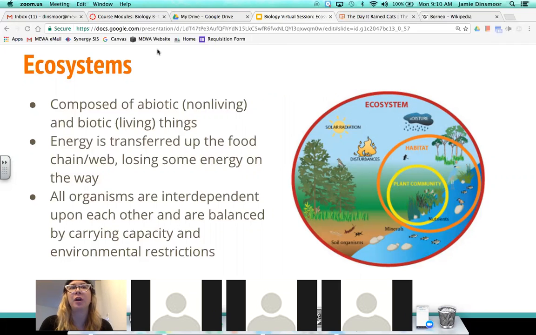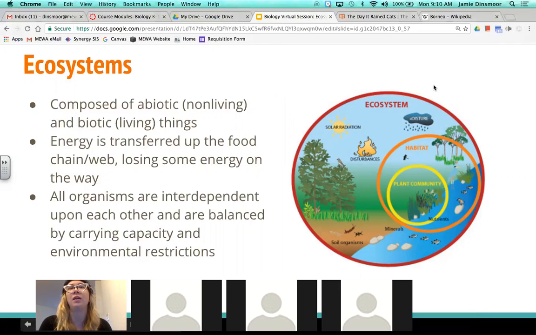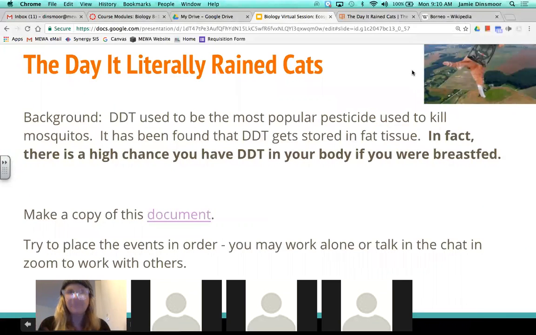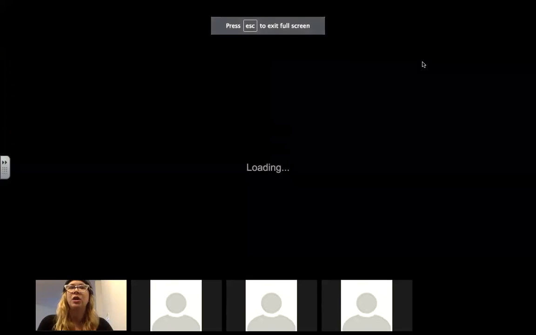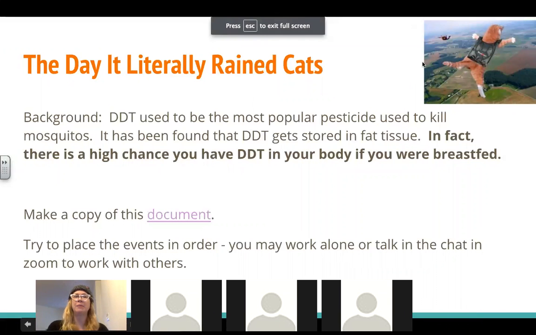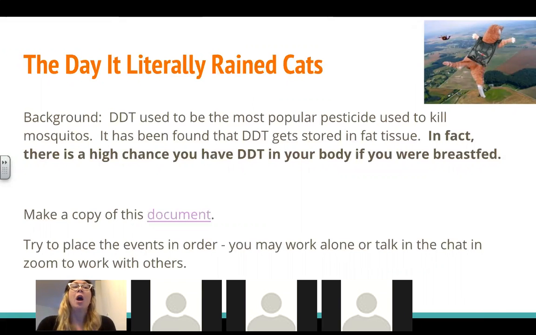Fun stuff here is the day that it literally rained cats. This is based on a true story, and I'm going to give you a tiny bit of background here, because otherwise you might be a little confused. But basically back in the 40s, 50s, I believe possibly into the 60s, DDT was used.